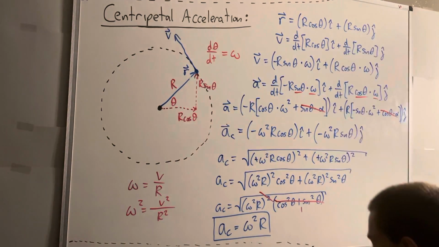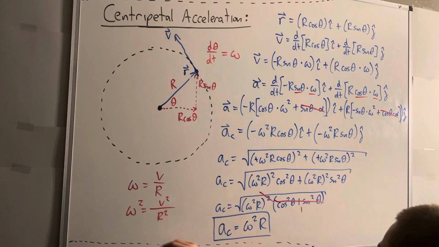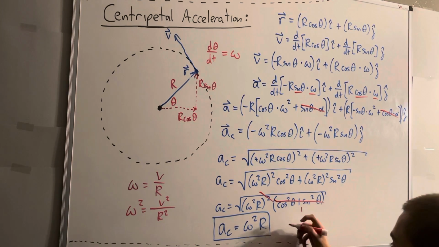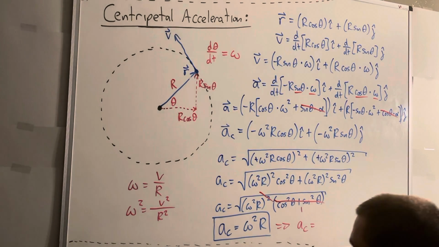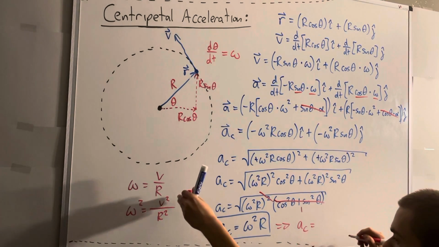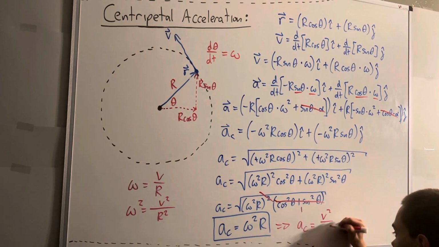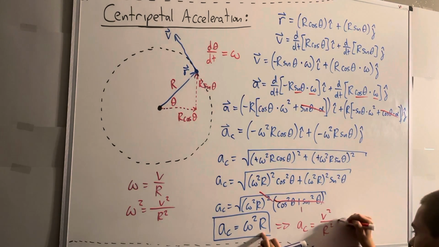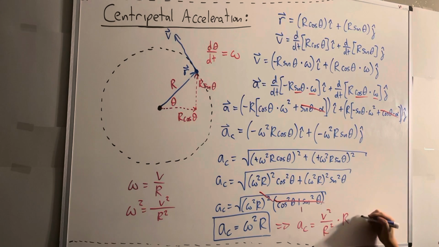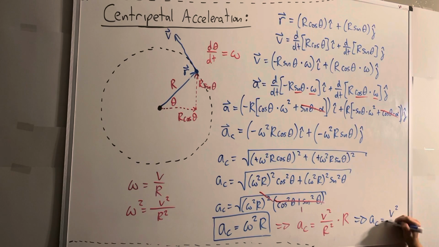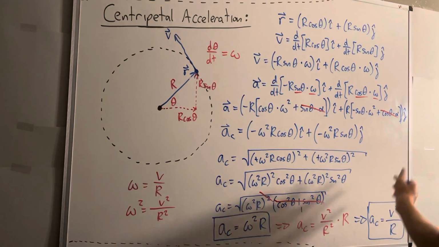If we apply this idea to what we have here, this might look a little messy, but maybe not actually. This means a_c is the same thing as omega squared, which is v squared over r squared, times r. And so this is probably the way you're more familiar with seeing it. In this case, a_c equals v squared over r. And so this right here is also centripetal acceleration.